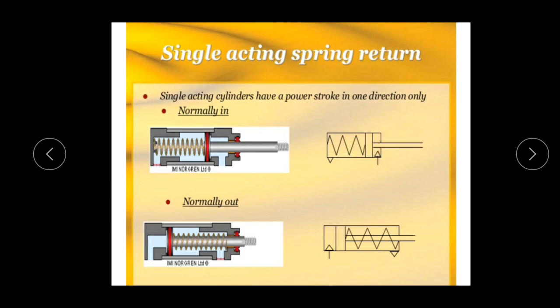As we can see in the lower image, dear students, this is also a single acting spring return cylinder. Through the schematic diagram, the compressed air enters and exits, or comes out, through the other port, which is the rod end port. Hope you understand, dear students.